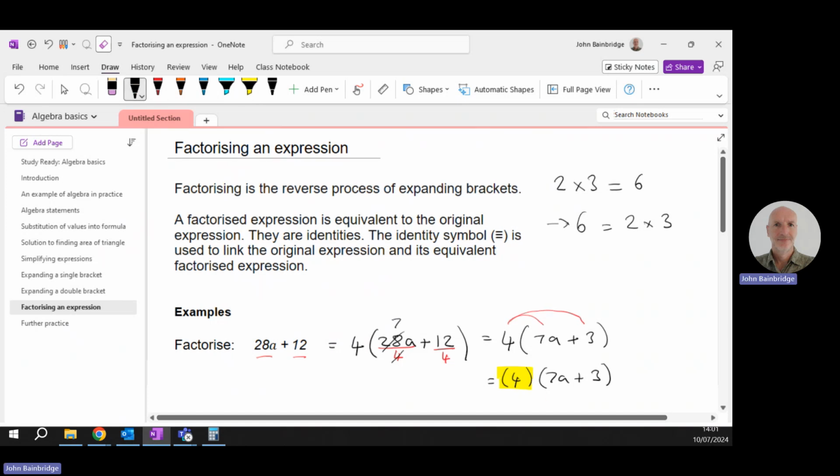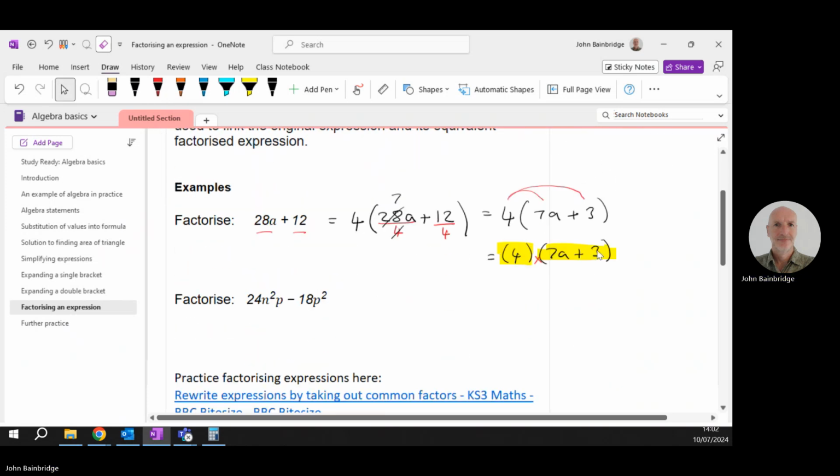So we split it up into those two factors, and if you like, there's a multiplication sign. So that's the equivalent of the two factors. That's why it's called factorising.